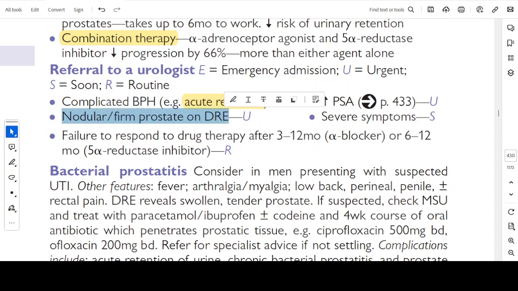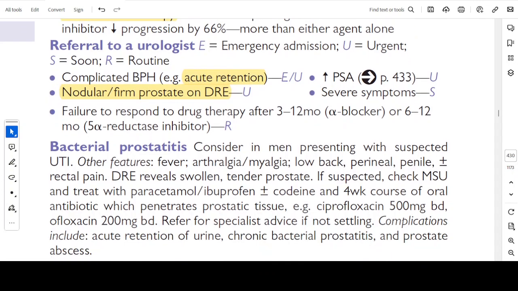Nodular firm prostate on DRE is an urgent referral. Several severe symptoms is a soon referral. Failure to respond to drug therapy after 3 to 12 months of alpha blocker or 6 to 12 months of 5-alpha reductase inhibitor is a routine referral.